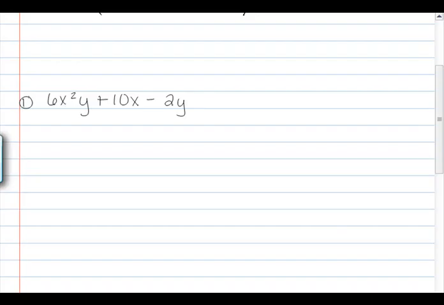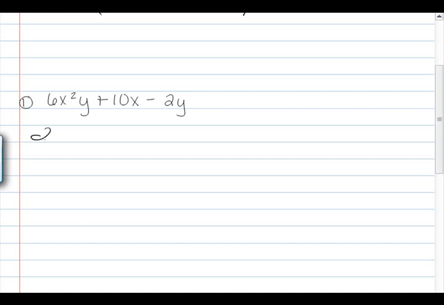So for our first example of greatest common factor, we've got 6x squared y plus 10x minus 2y. Again, we're going to look for the biggest number that will divide into all 3, and we're going to look at the variables as well. So if we look at 6, 10, and 2, those numbers, you'll notice that the biggest thing that will divide into all 3 is a 2.